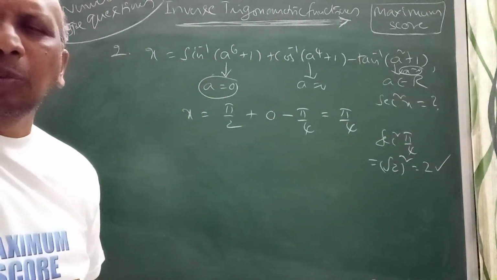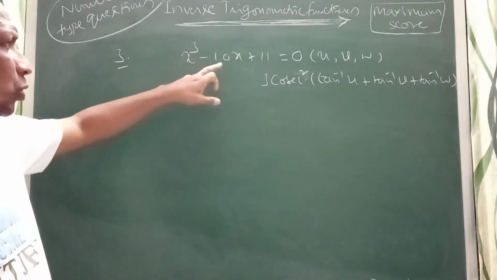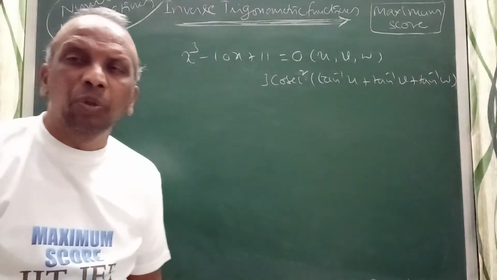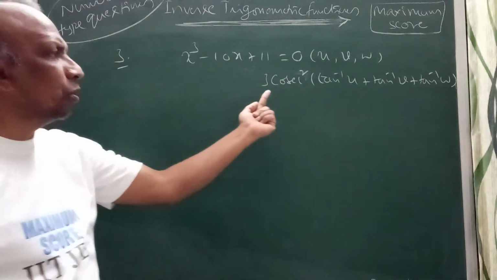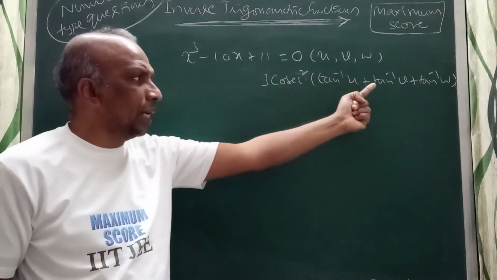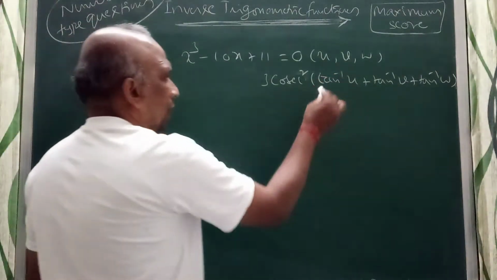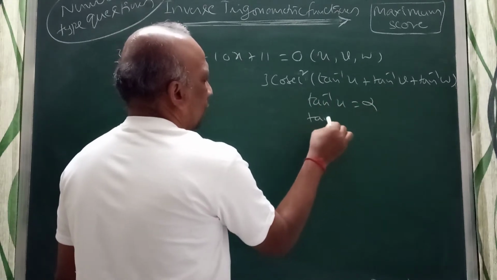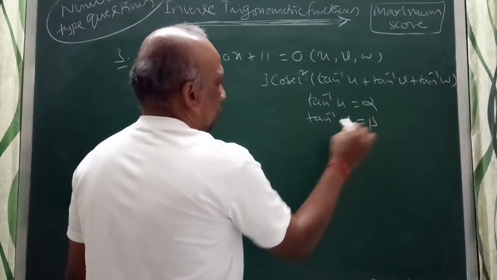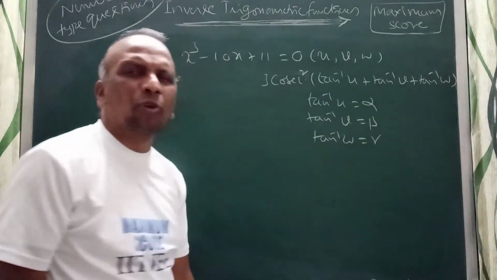Now the second method. See, in this problem they are given the equation x cube minus 10x plus 11 equal to 0, where u, v, w are the roots of this equation. Then they are asking 3 cosecant square of tan inverse u plus tan inverse v plus tan inverse w. So for convenience, let tan inverse u be alpha, tan inverse v be beta, and tan inverse w be gamma.